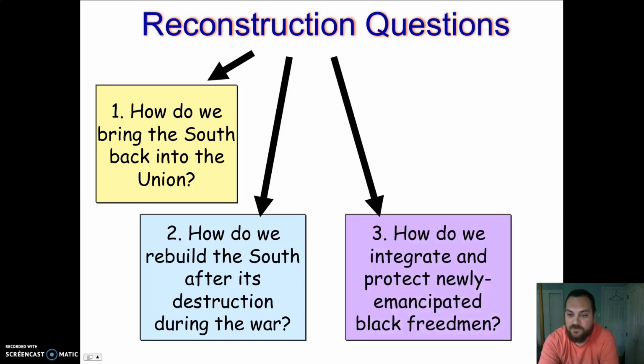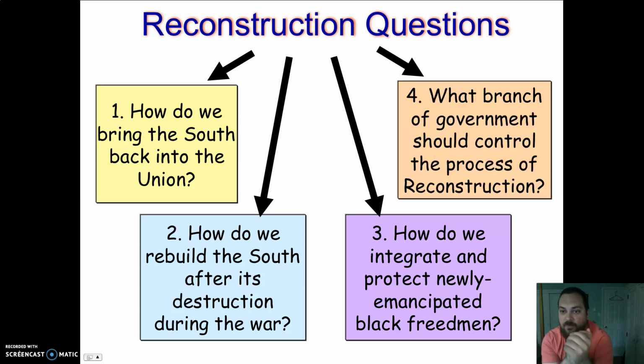Three, how do these newly emancipated freedmen, which is the term historians use for freed slaves, what do you do with them? How do you integrate them? They had never been educated. It was illegal to teach them to read. They had no vocational training outside of agriculture. What do you do with them and how do you protect them?